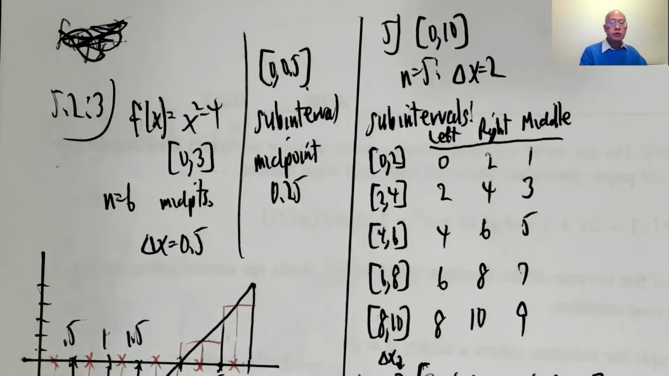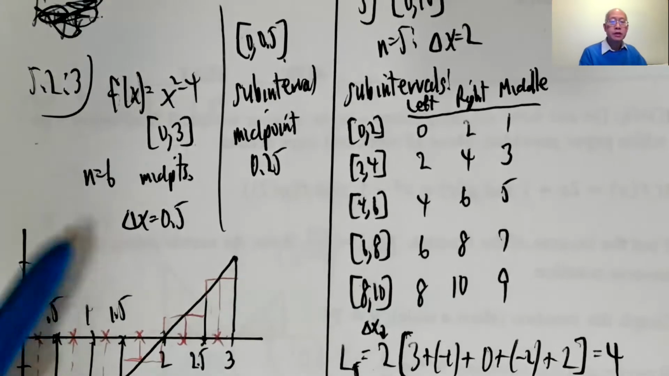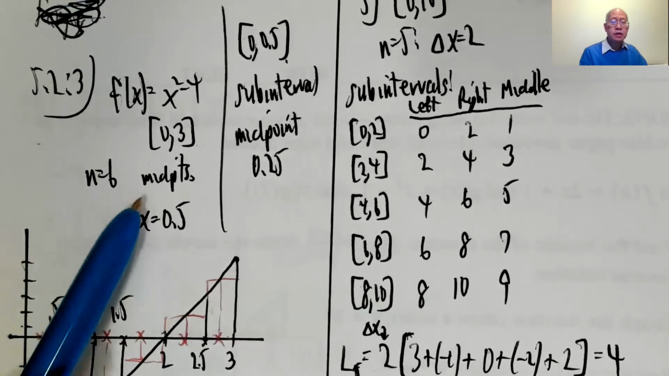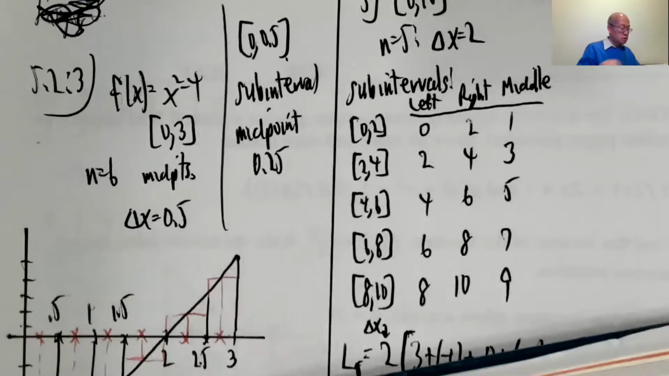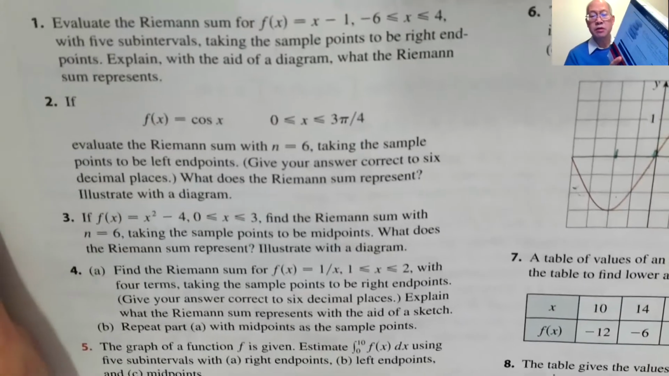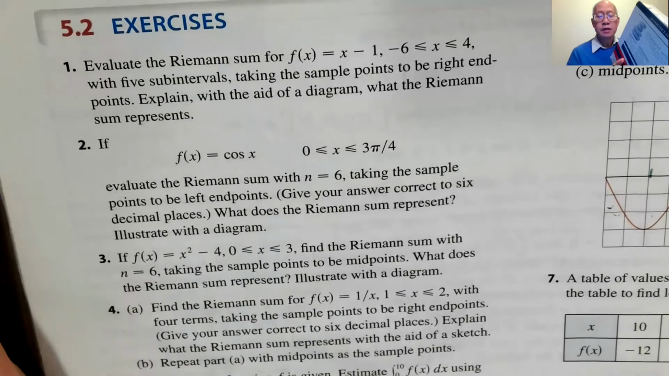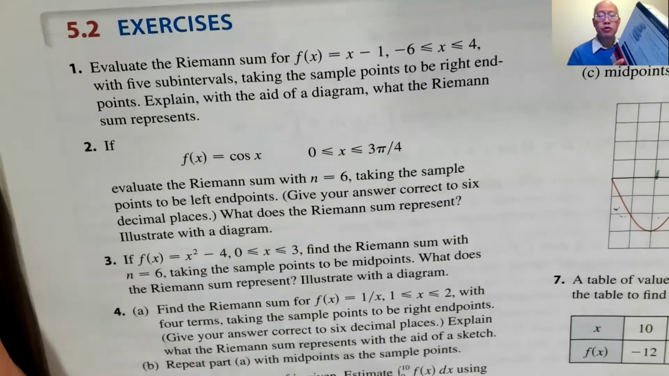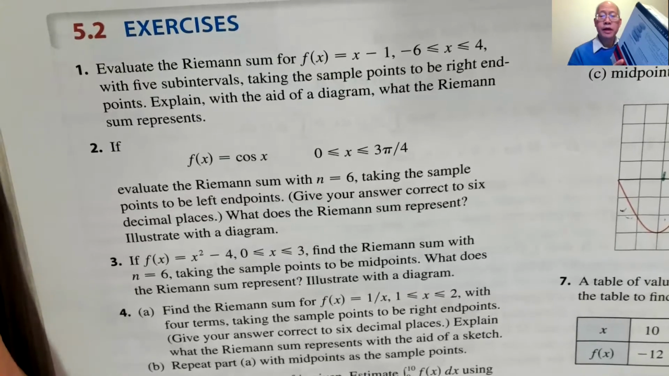Okay, 5.2, number 3, f of x is x squared minus 4 between 0 and 3. n equals 6, and they ask us to choose the midpoints. So it says find the Riemann sum. Riemann sum means approximate the area under the curve, quote unquote. That's it. Last section, we only had positive functions.